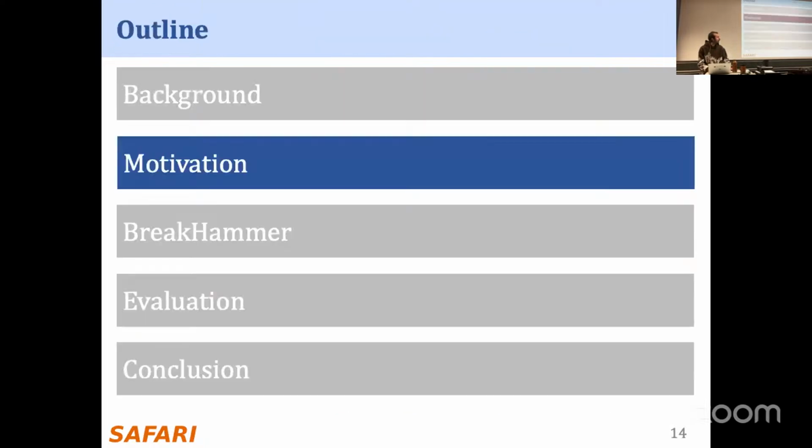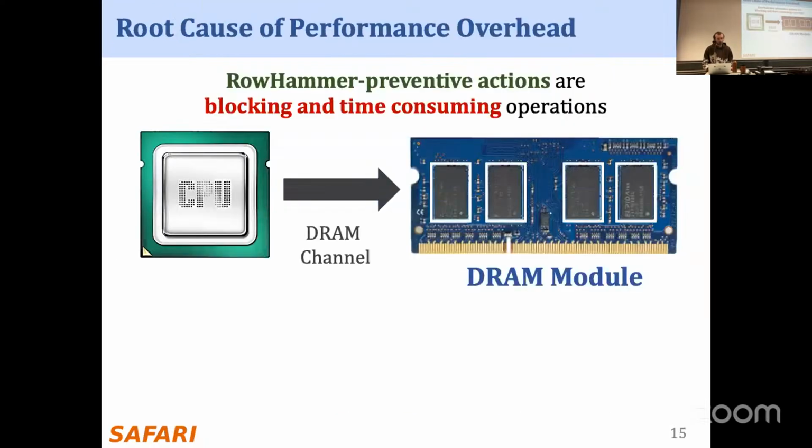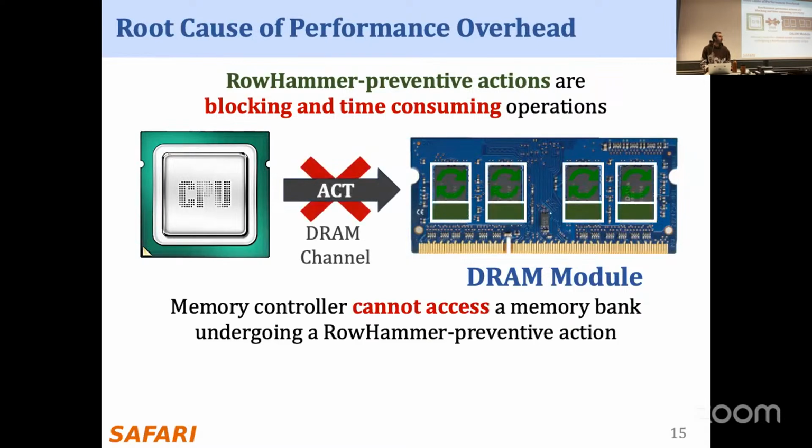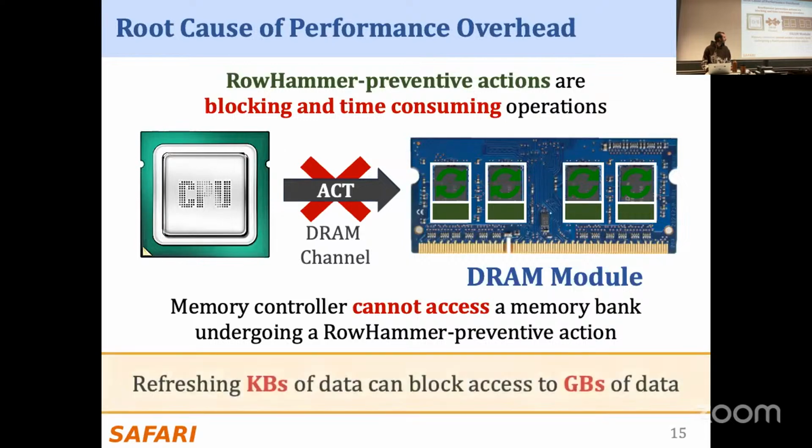I'll continue with the motivation of our work. RowHammer preventive actions are blocking and time-consuming operations where the memory controller cannot access a memory bank under a RowHammer preventive action. As such, refreshing kilobytes of data can block access to gigabytes of data.